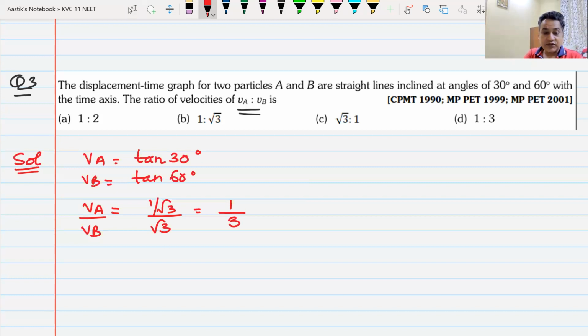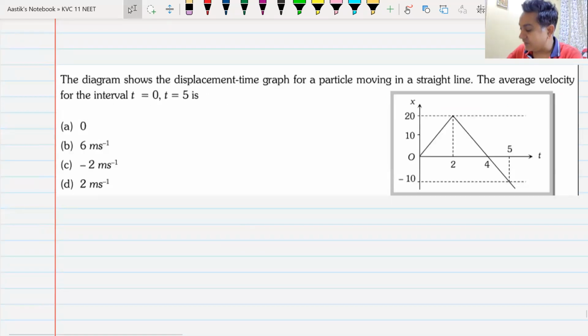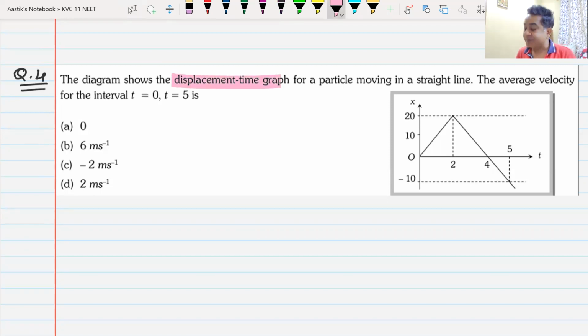Here comes the next question, and let us see if you can give me the answer for this one. Question number 4, I am calling it. The diagram shows, again, they use the same term, displacement time, which should be position time. Displacement time graph for a particle moving in a straight line, the average velocity.